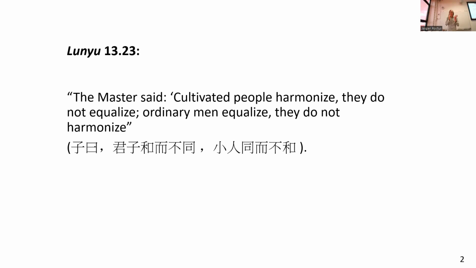This is probably one of the most famous sayings we find in the Lunyu. This is the book written by later disciples of the master of Confucianism, Confucius. And there we read, the master said, cultivated people harmonize, they do not equalize. Ordinary men equalize, they do not harmonize.